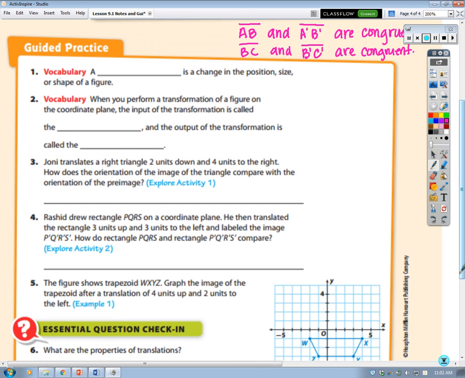This is the first half of your assignment, and we're going to go through this together. We went through it together in class. The first one we're looking at is a vocabulary question, and you can find these vocabulary terms on page 279, the very first page of the Explore activities. A blank is a change in the position, size, or shape of a figure. So that's our big overarching category. That is transformations.